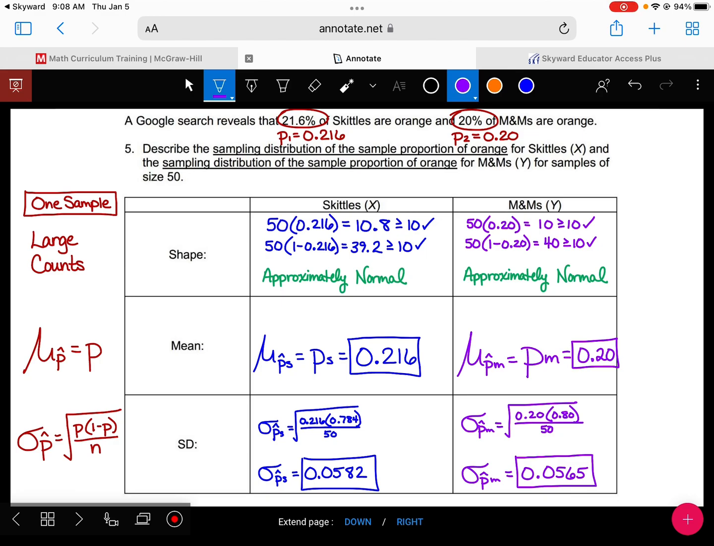How would I find the mean of the difference between those two proportions? How do I find the difference in the means of those two proportions? Subtract them. So 0.216 minus 0.2.